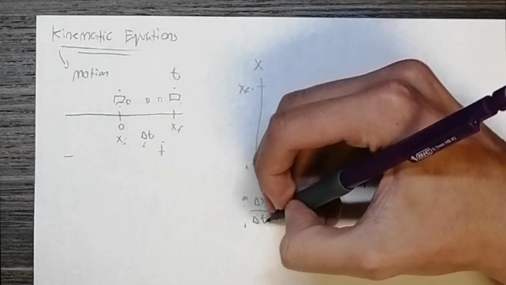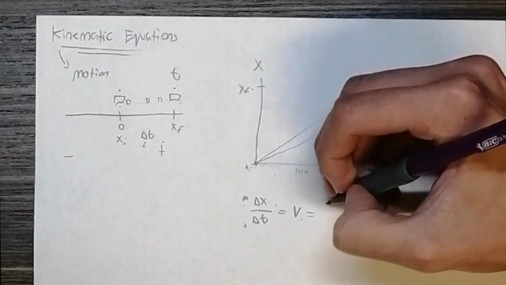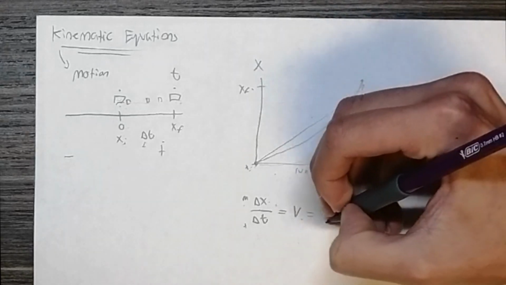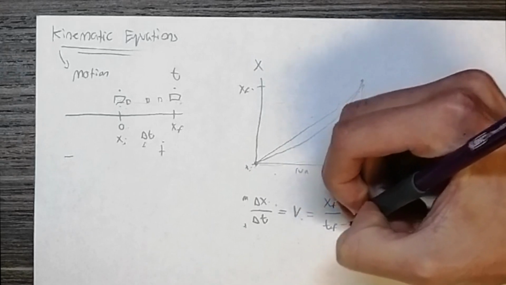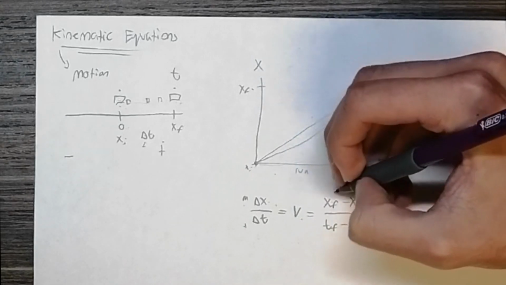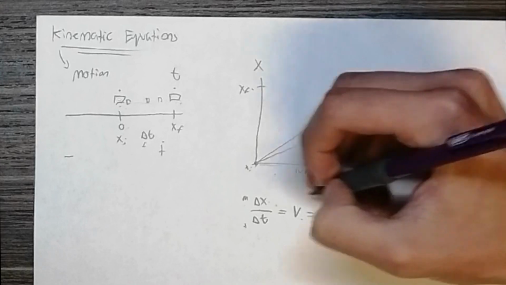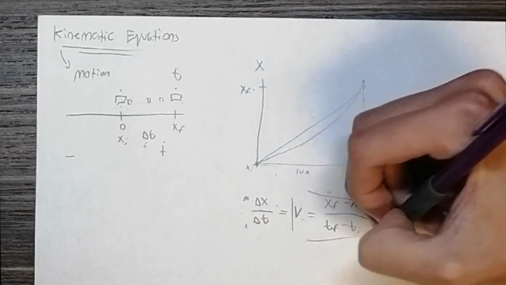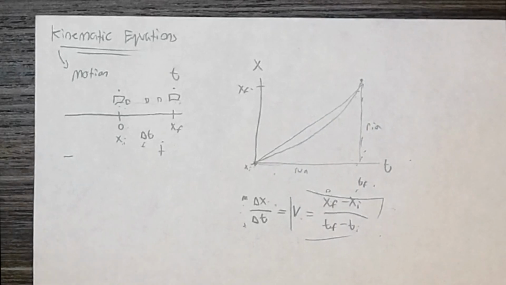Now, change in x and change in time, we can also say that's equal to x final minus x initial over time final minus time initial, because that's the change. It's the difference between this and this. So in other words, it's a change. Okay, so we'll just put that in a box. And we'll make another graph.